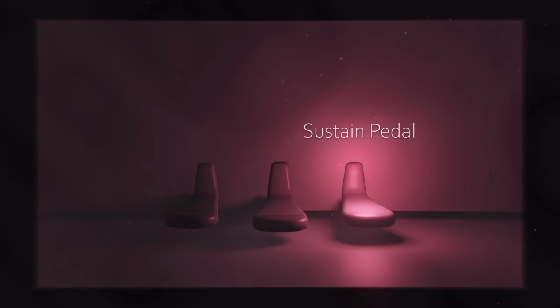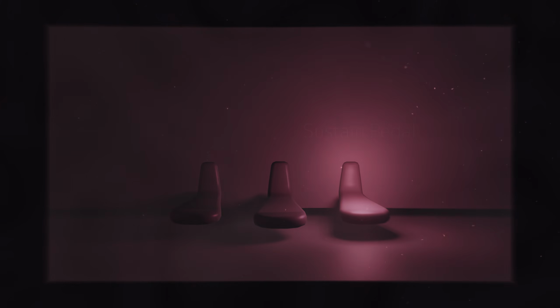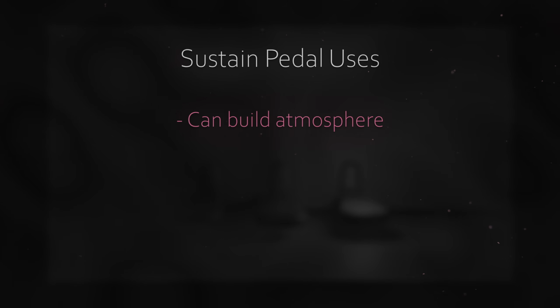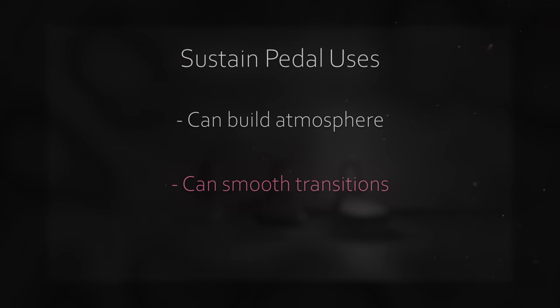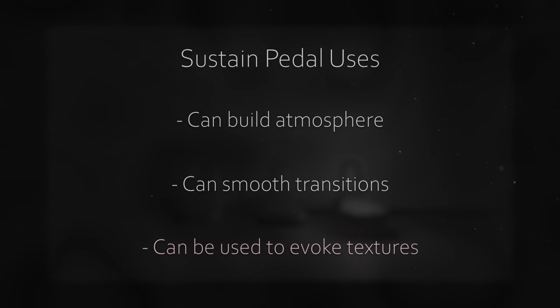Moving on to the piano itself, it is pivotal to understand and use pedal automation. The first and most commonly used pedal is the sustain pedal, which when held allows notes to ring out longer by lifting all of the dampers. This can be useful in piano writing for various reasons, including creating atmosphere, smoothing transitions, and evoking different textures.